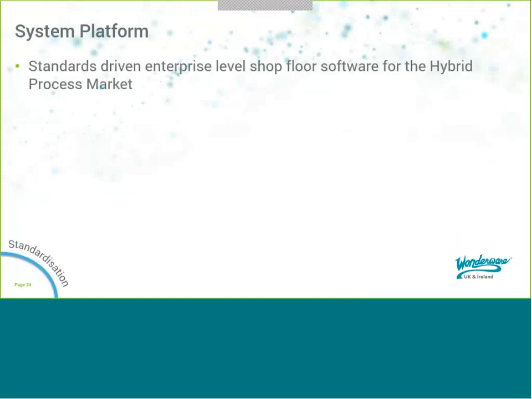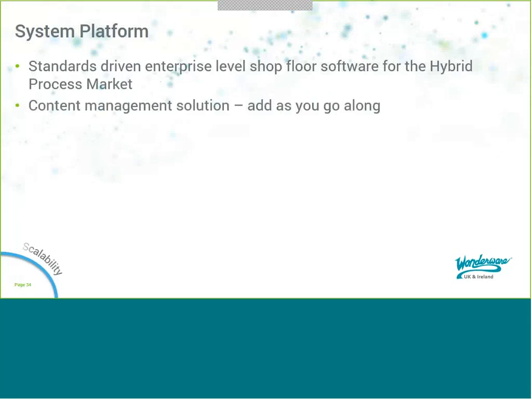There's a lot of standards that you can drive through that if that's something that you adhere to. Typically for the hybrid process market, there's things built into being able to lock objects if you want to make sure those standards are replicated throughout different lines or even different sites if you want to share those objects with different sites. It's a content management solution, so you can get a lot of scalability out of it by adding additional features as and when you require them.